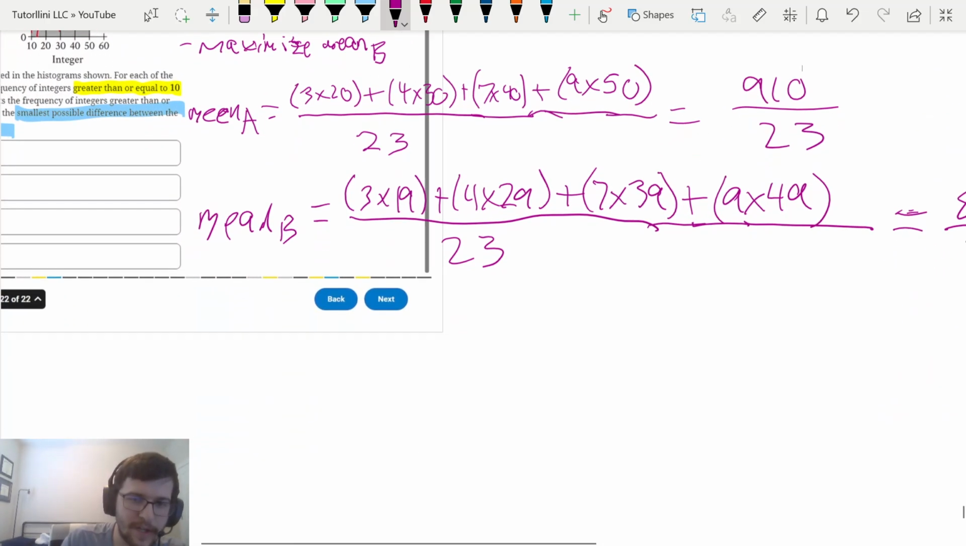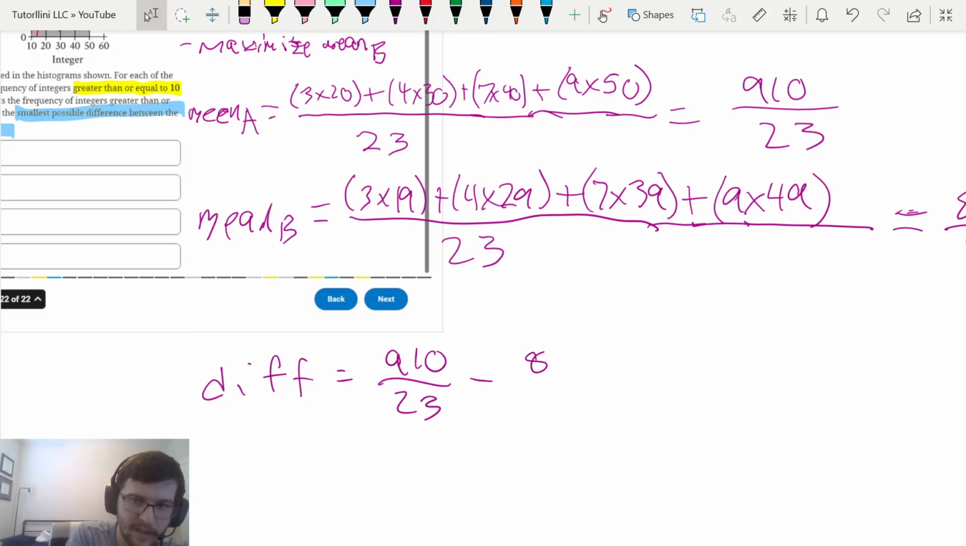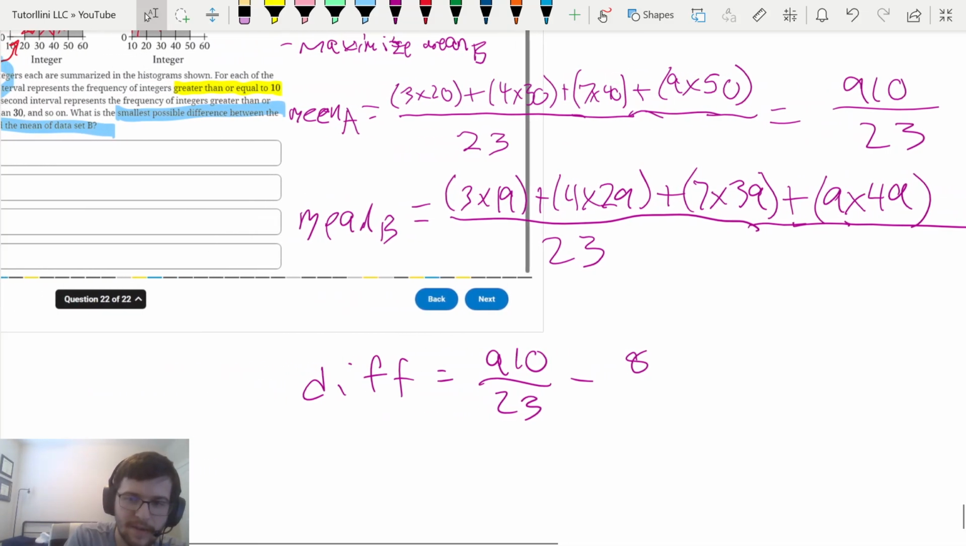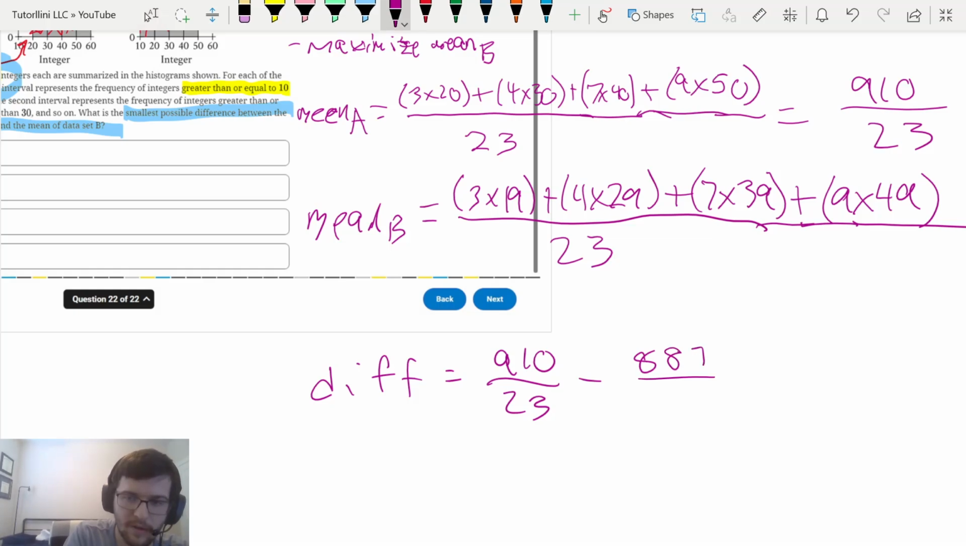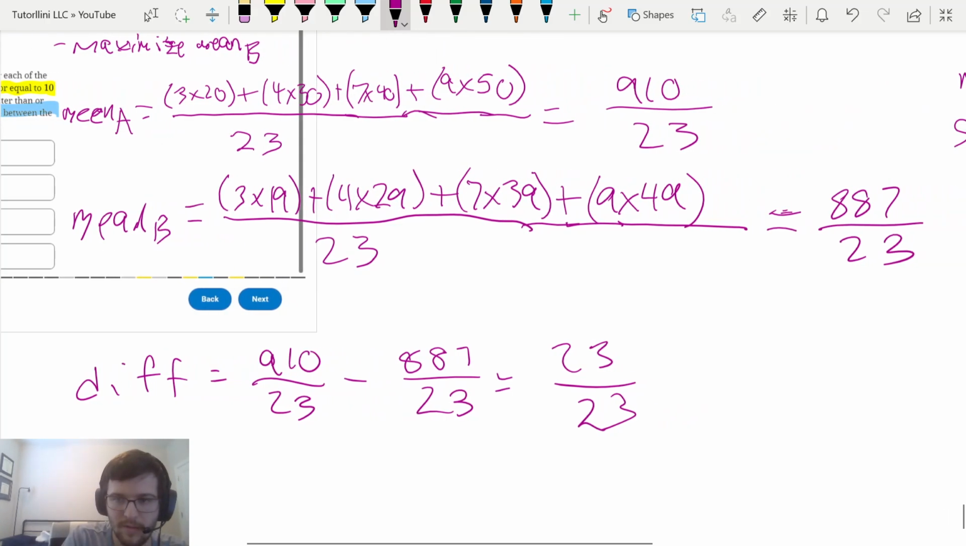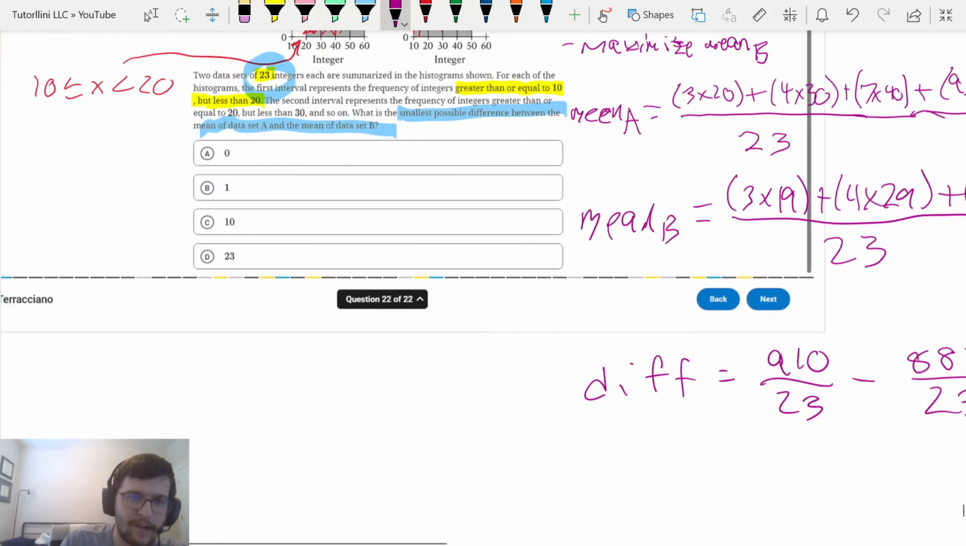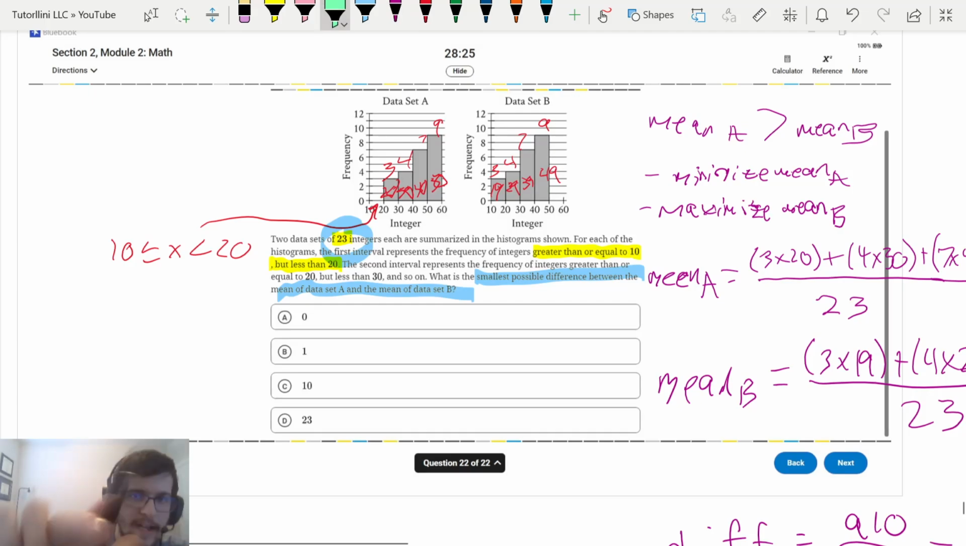So now the difference, the smallest possible difference, is 910 over 23 minus, what did I say? 887 over 23, which is 23 over 23, which is just 1. Wow, that was a lot of work. But again, the answer is 1.